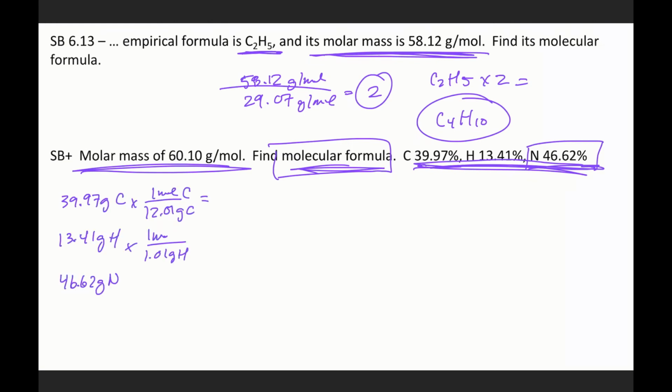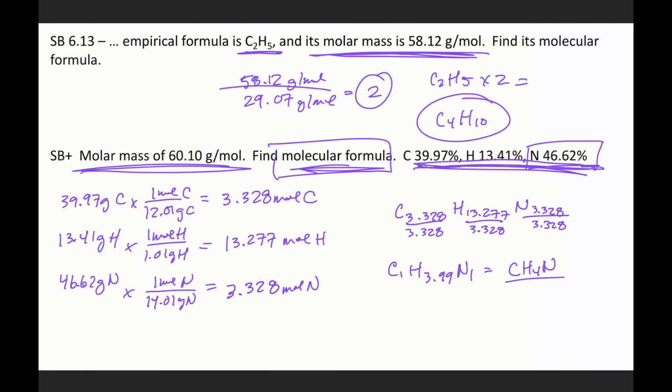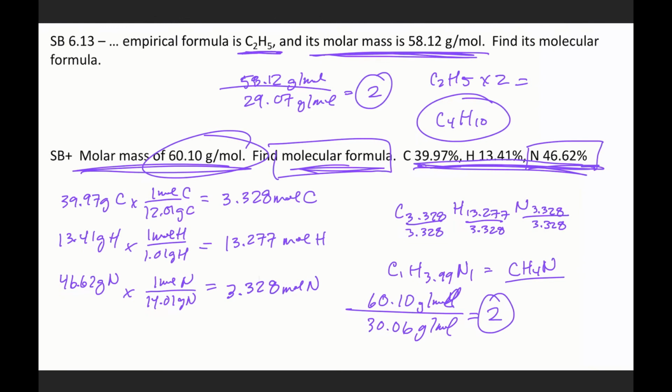All right, grams to moles, and then we reduce, and then we have our empirical formula. Now we are going to take my molecular molar mass, 60.10 grams per mole, which is the scaled up or actual version, and divide it by my empirical molar mass, which is 30.06 grams per mole. Clearly that is a scaling factor of 2. So I'm going to get C2H8N2. Does that make sense?